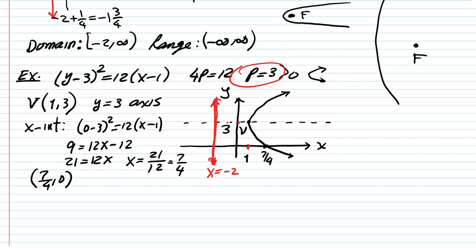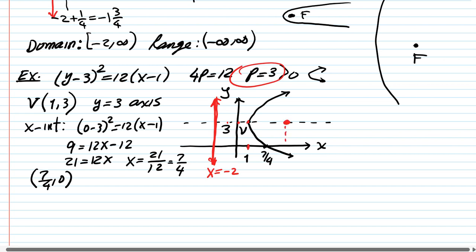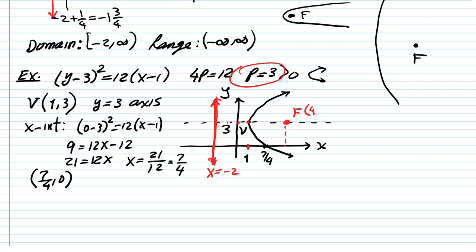Because remember, we were at 1. Vertex is on the x-axis at 1. We go back 3 units, puts us at -2. Now the focus is in front of the vertex, an equal distance, 3 units forward. So we're going to go here now. The focus is going to be, we go 1 plus 3 makes it 4, and the same y, 3. And there you have it.